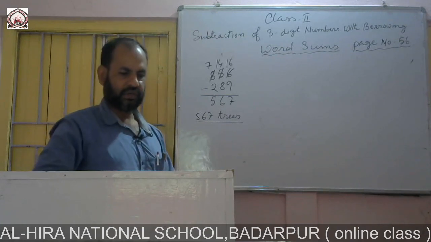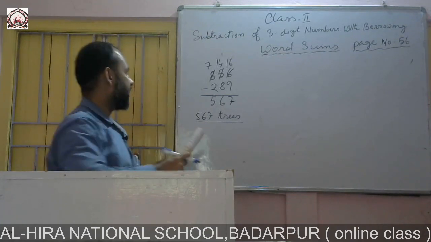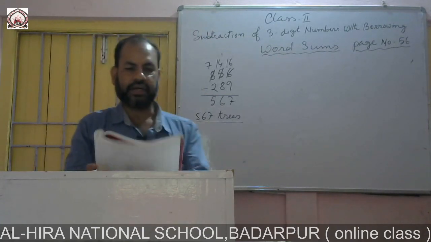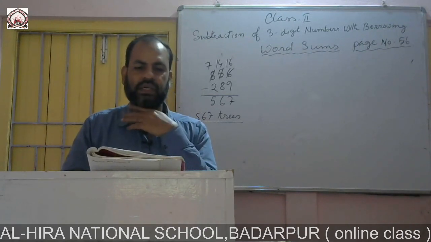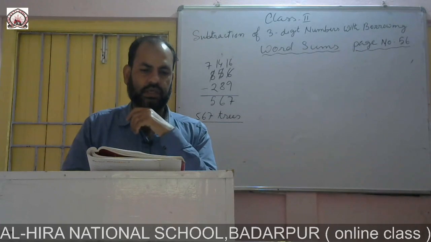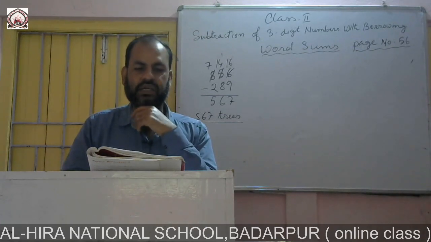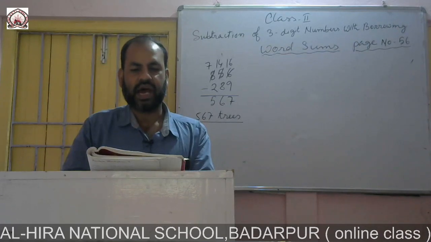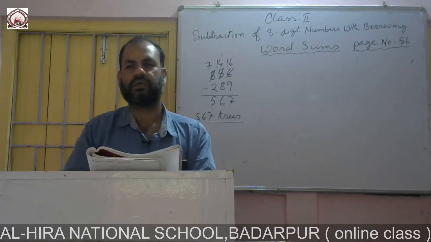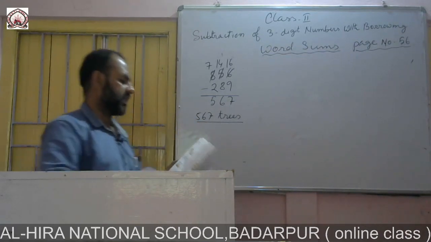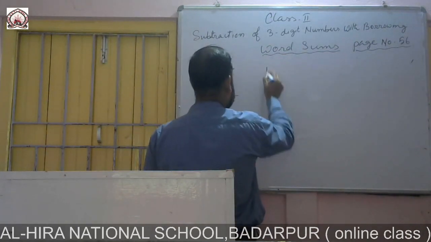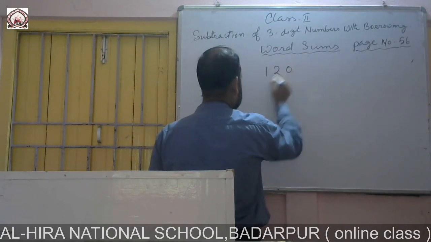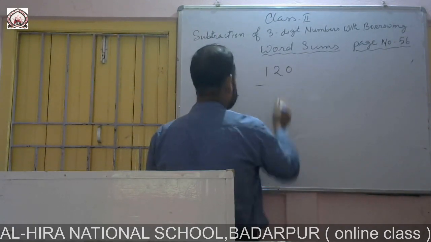567 trees were left. Next, 120 children are going to a park in 2 buses. 65 children are in 1 bus. How many children are there in the other bus? In the other bus, how many children do we take out? So this one also minus, 120 minus 65.